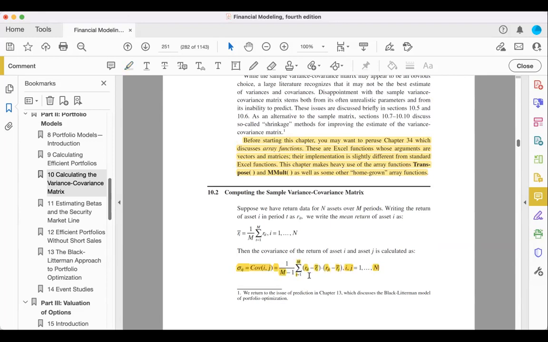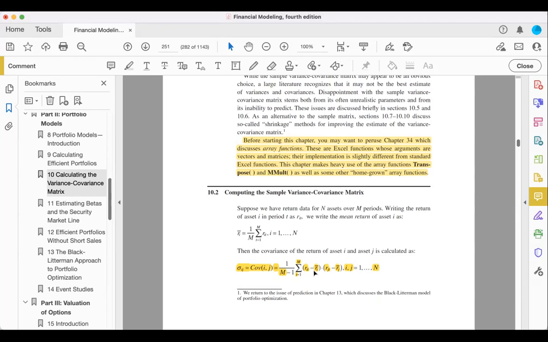This is the sum of the products of the deviation of the first asset times the deviation of the second asset. So each asset has different possible returns, right? So for each asset, we should be able to find the mean or the average of this asset, right? Then we compute what we call the deviation, which is the difference or the distance between the current observation and the average.